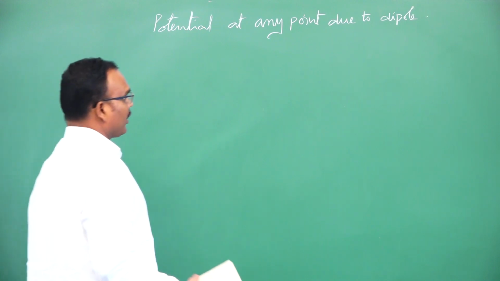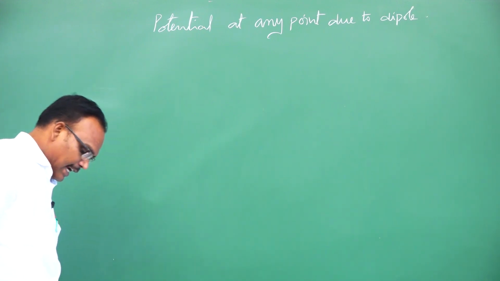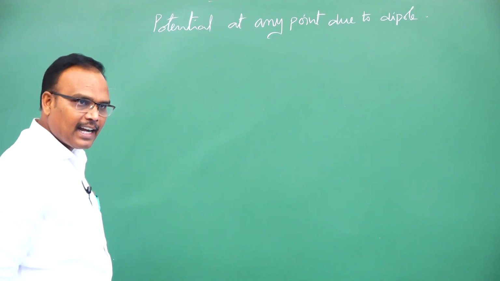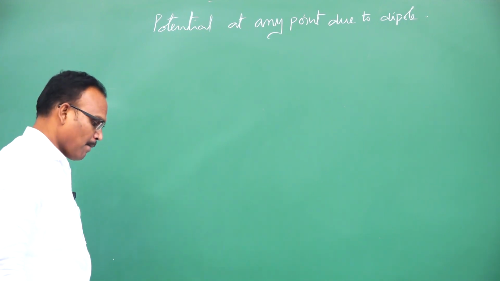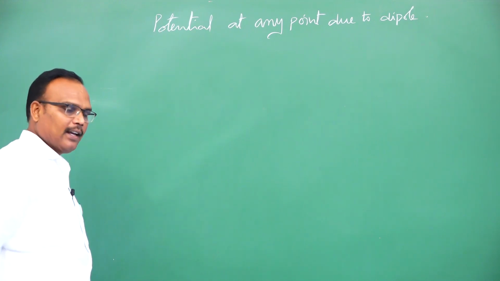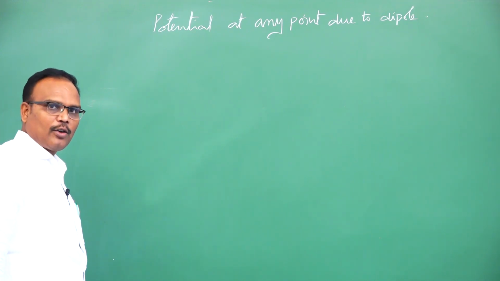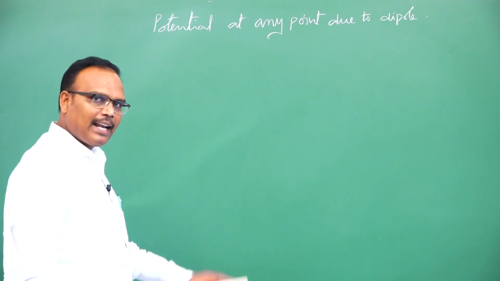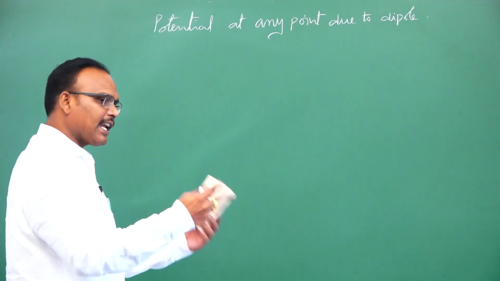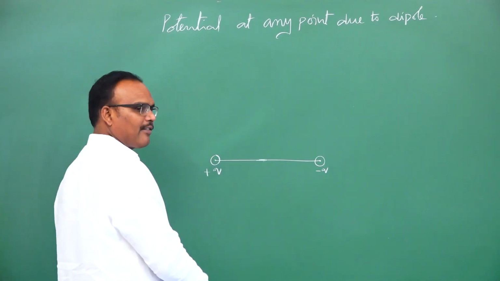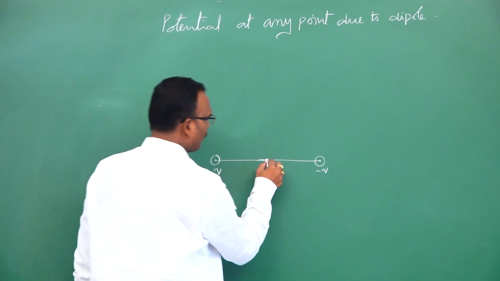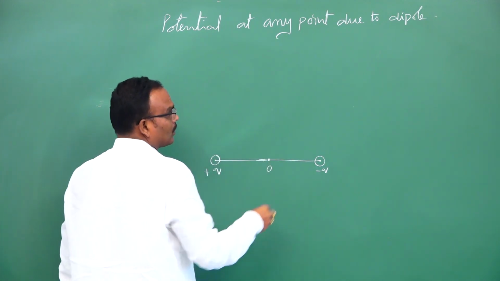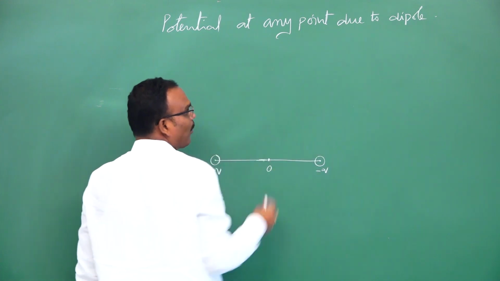Potential at any point due to dipole. We have already calculated the electric field due to a dipole along the axial line and along the equatorial line. But the electric field at any point due to a dipole, we haven't done. Here we will calculate potential at any point due to a dipole. We have to measure all the distances from the center of the dipole, O. So I need to calculate potential at this point.